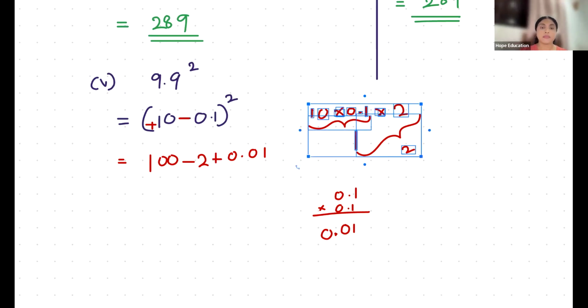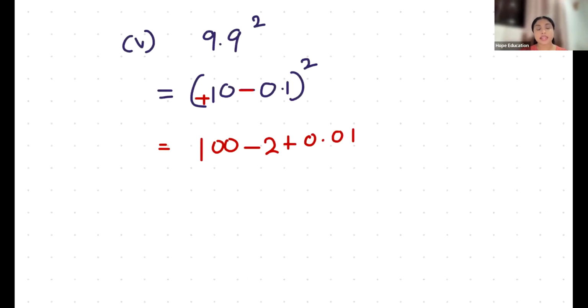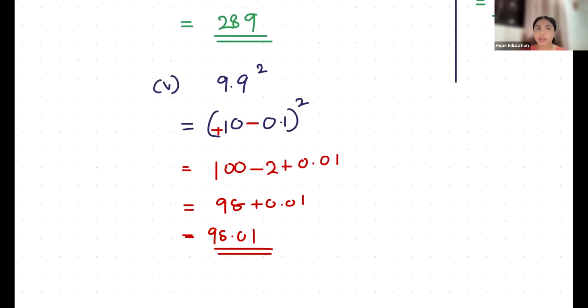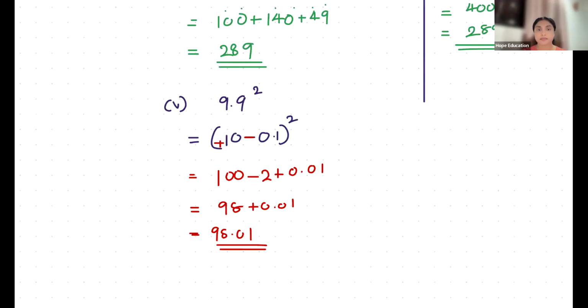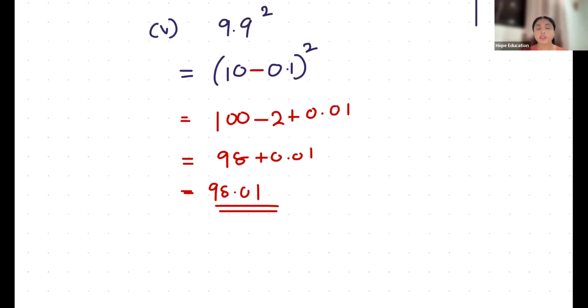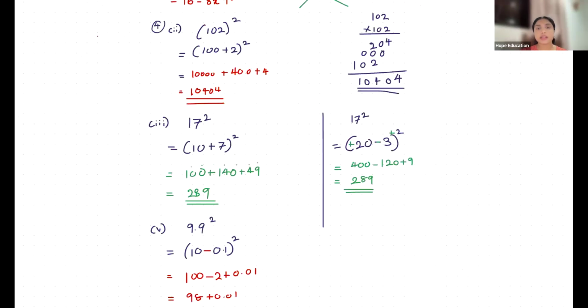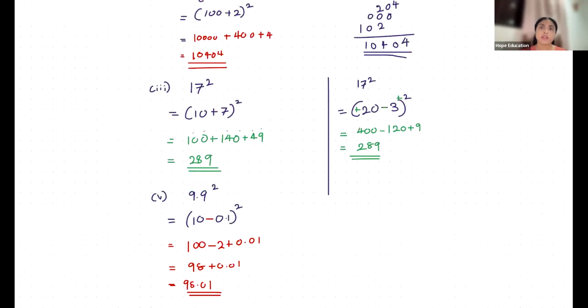So, this is what I ended up with. 100 minus 2 is 98. 98 plus 0.01 means 98.01. Is this clear? All of you? Then I have given you the fifth one as homework too. Okay. Quickly do the recorrections. 1 minute. Quickly do the recorrections.